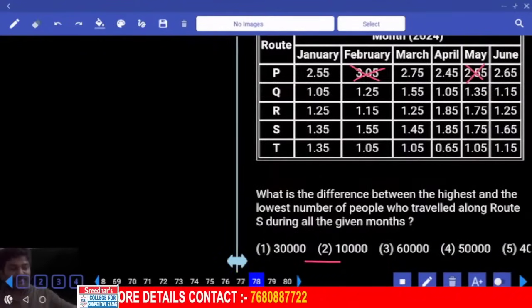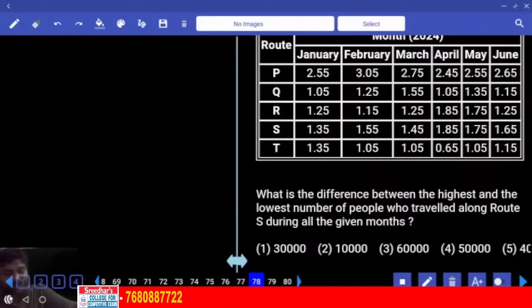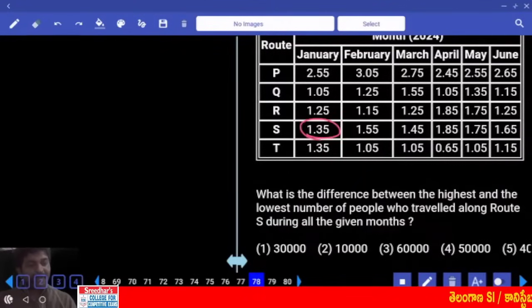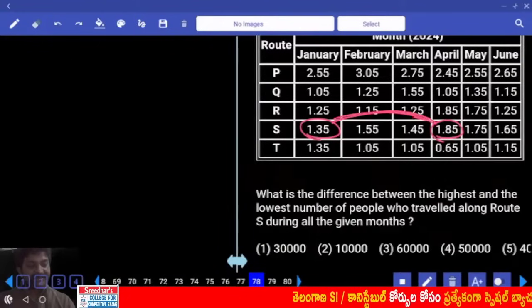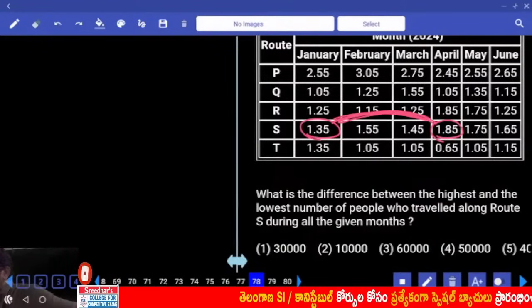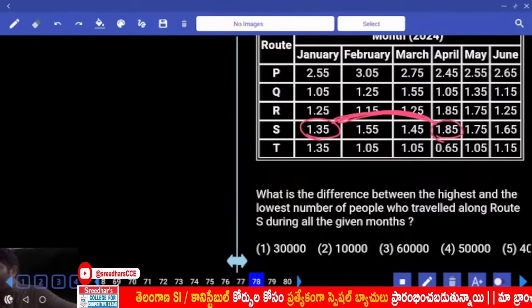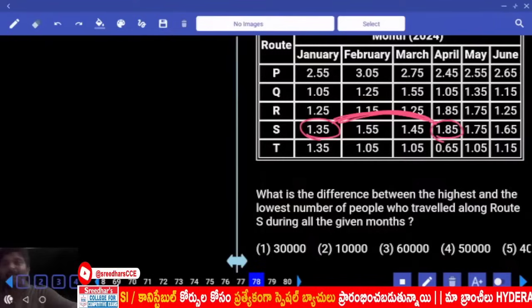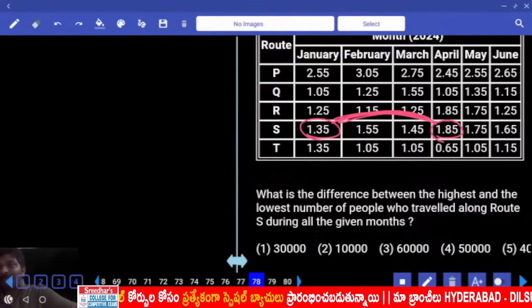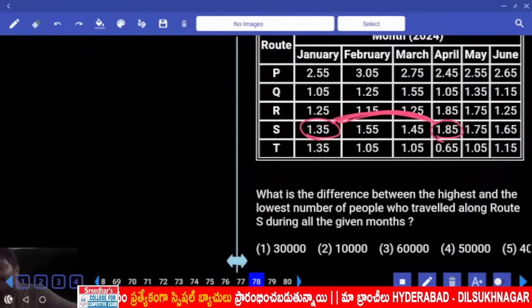What is the difference between the highest and the lowest number of people who traveled along route S during all the given months? Yes, minimum number 135, highest number 185, difference 50. I told you to read it as a 3-digit number. How many options are having 50? Only one. Fourth, final.